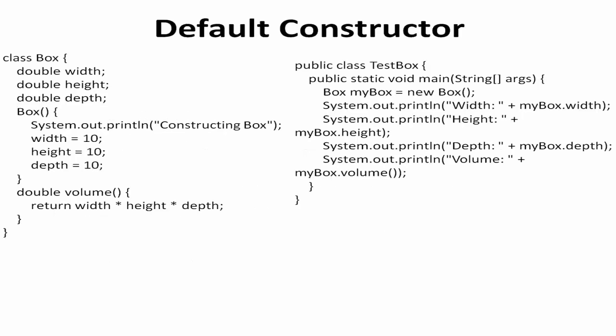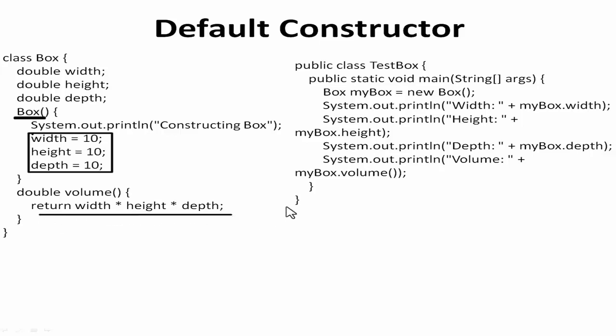Next, the default constructor. A default constructor doesn't have any parameters, whereas earlier we saw a parameterized constructor. A default constructor has the same name as the class name. Inside this method it doesn't have any parameters. Here you have declared width 10, height 10, and depth equal to 10. Volume is going to return width times height times depth. Here it is going to print.